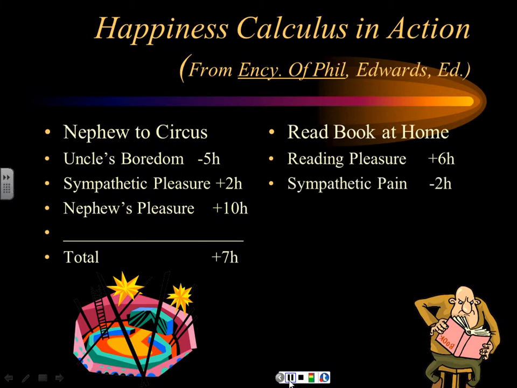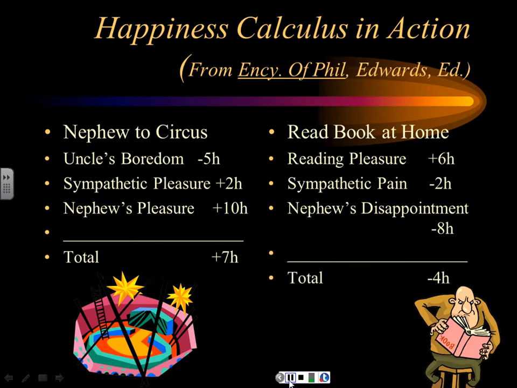On the other hand, while you're sitting there enjoying the book, you're going to have some sympathetic pain knowing that you disappointed your nephew by not taking him to the circus. So let's call that minus 2 hedons. And then there's your nephew's disappointment itself. Say it's minus 8 hedons. So on this side, it's minus 4.